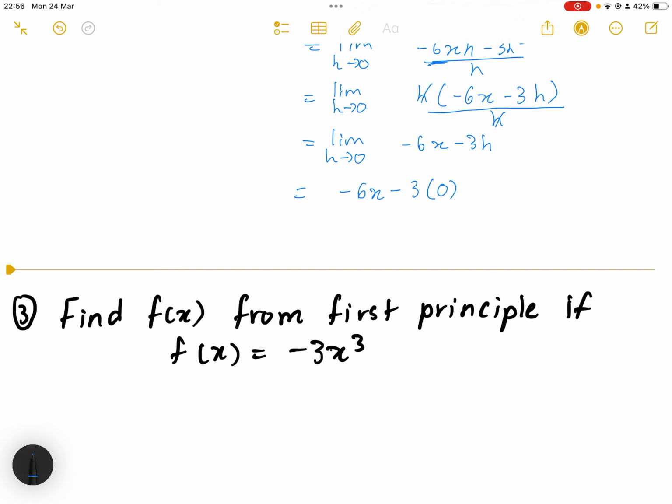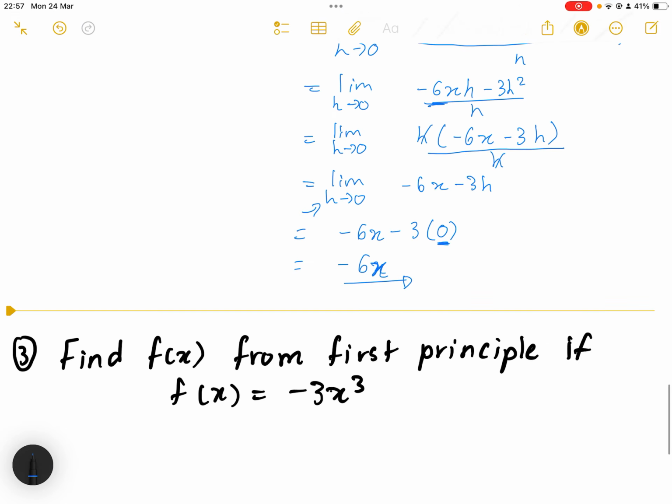Did you notice that whenever I start to put the 0, I no longer write the limits as h tends to 0, because now I've used the 0, you see. And now the answer is going to be negative 6x. So this is my limit. It can have an x, yes, it can have an x. It does not mean it must be one value, you see.